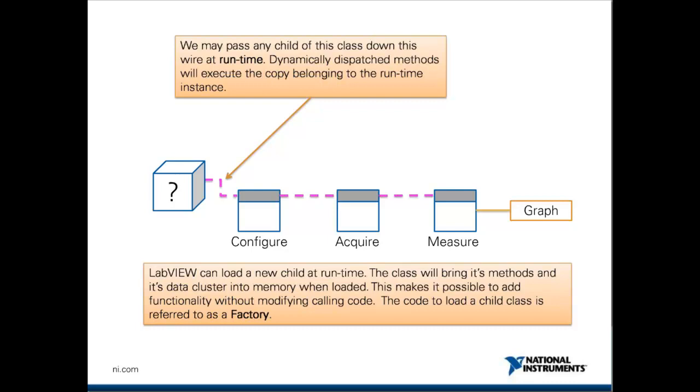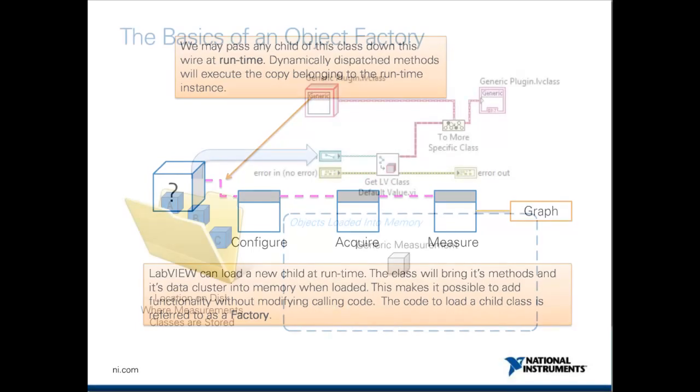And so to be clear, this class we run at runtime can have a unique data scope and can define new implementations of these dynamically dispatched VIs. None of this needs to be known by the calling framework ahead of time or before compilation. So we can actually do this from an executable. And this is a fairly standard pattern that is typically known as a factory pattern.